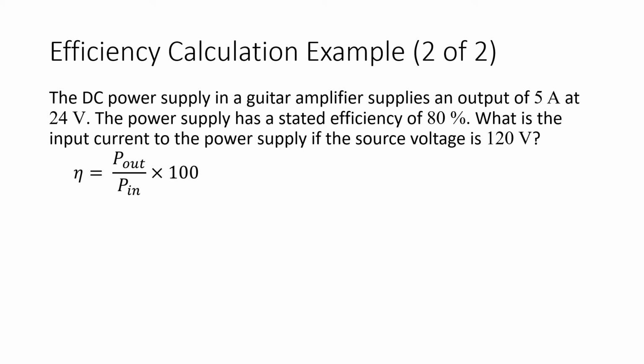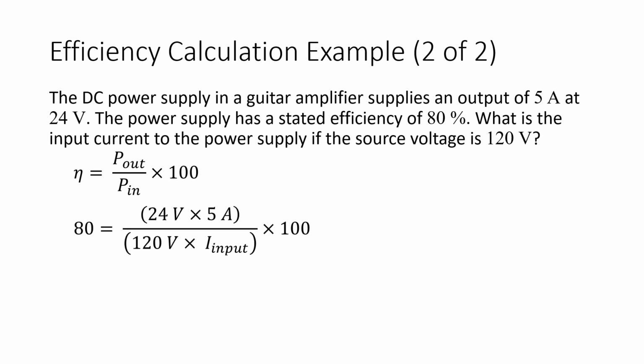We start with our efficiency equation. Efficiency equals P out over P in times 100. And we substitute in our known values. 80 equals the output power, 24 volts times 5 amps, divided by the input power, 120 volts times I in, times 100%. We solve for the input current, and that is 1.25 amps.